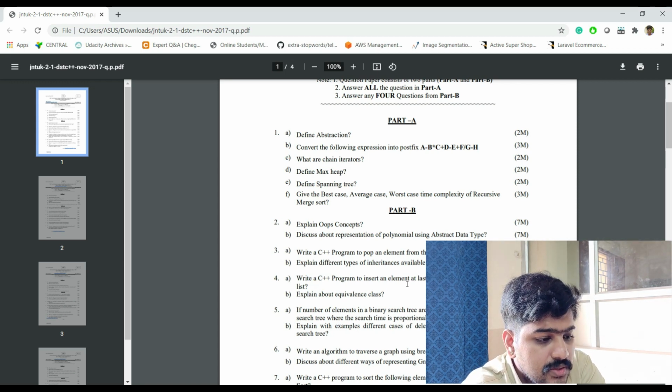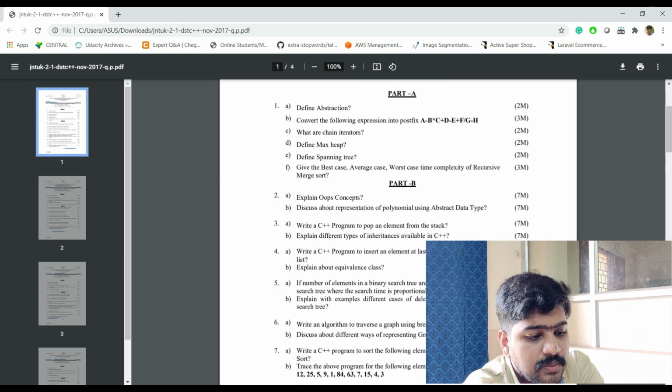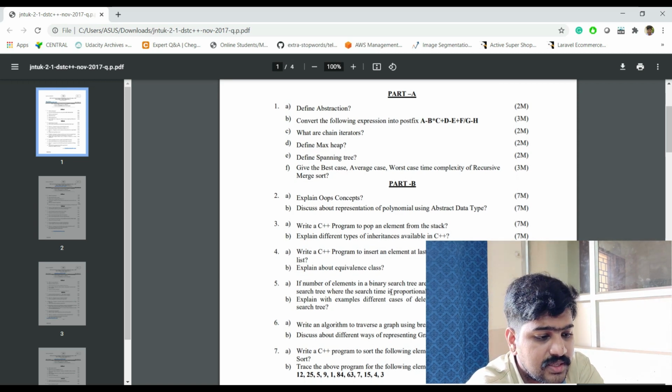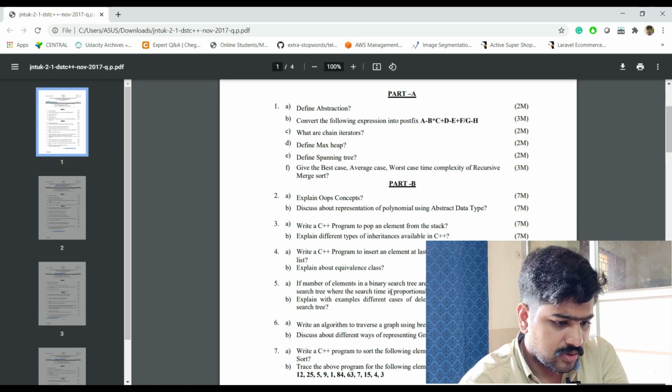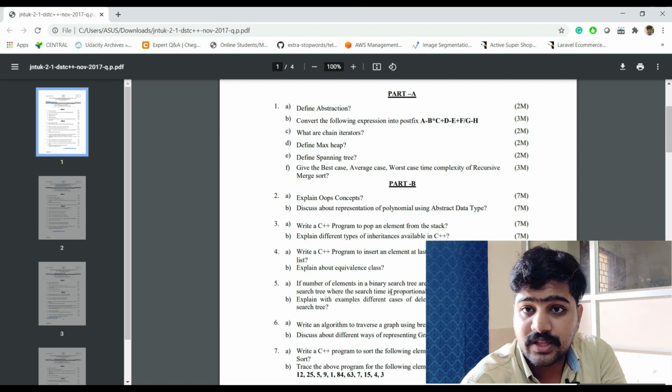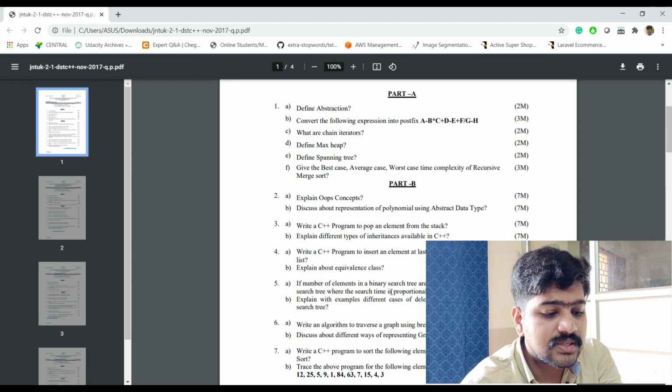Next one, 5A, binary search tree. Given two sample binary search trees, which search tree is proportional to log n. It's a time and space complexity thing, so you need to explain related to that. The next topic is all about graphs: breadth first search algorithm. I already said breadth first search and depth first search are the most important things. You can expect any one of those.